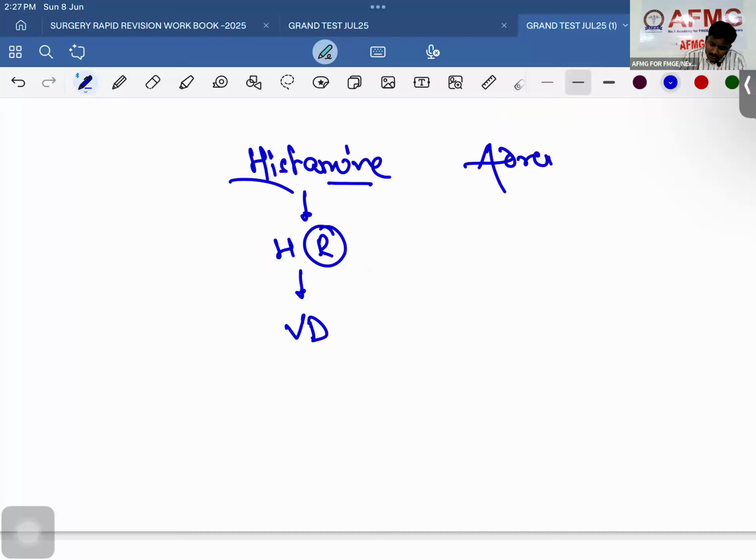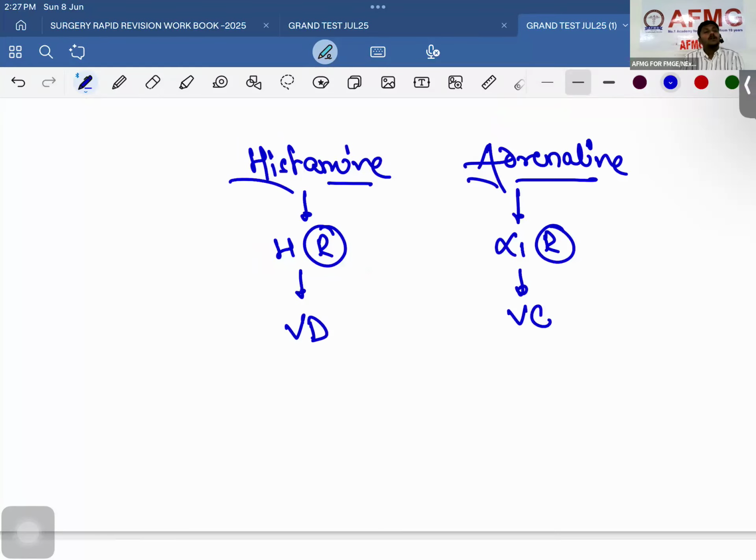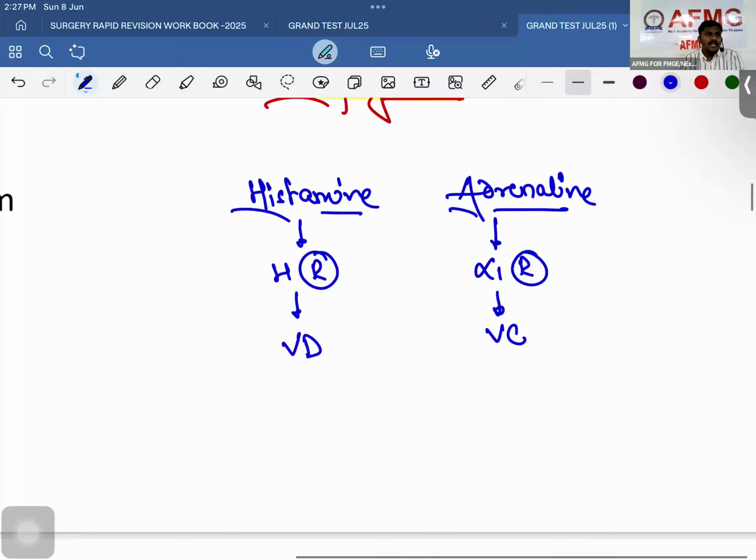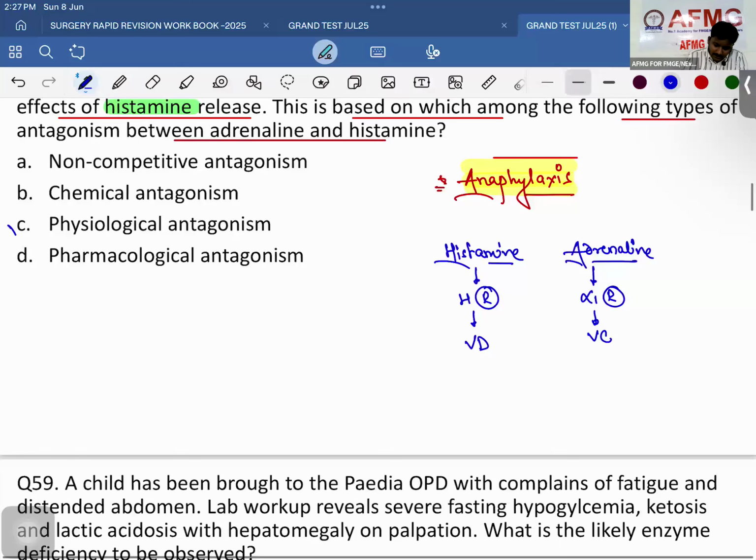But on the contrary, basically adrenaline is going to act beta, and adrenaline mainly acts on which receptors? Alpha 1 receptors, as it is a sympathetic neurotransmitter, and it is known to cause vasoconstriction. So they are causing same effect or opposite effects? Opposite effect. One is causing dilatation, second is causing constriction, so they are both antagonists of each other beta. Okay, and definitely beta, this is a classical example of option C, that is physiological antagonism beta.